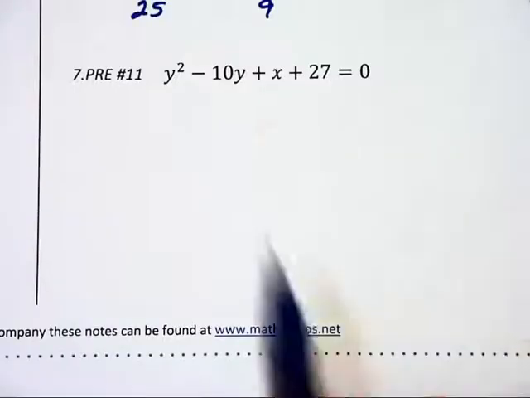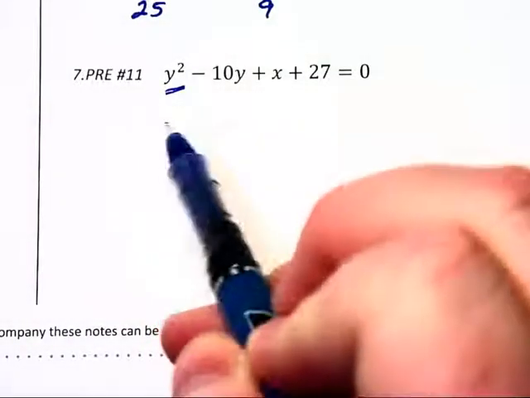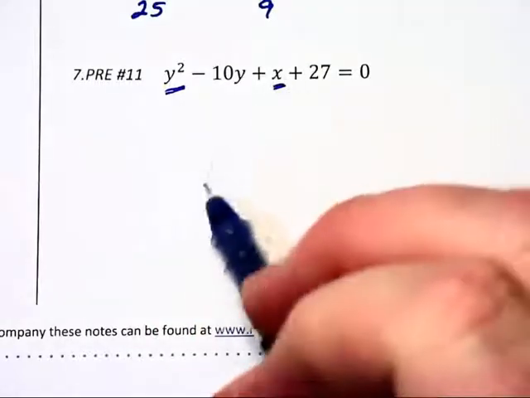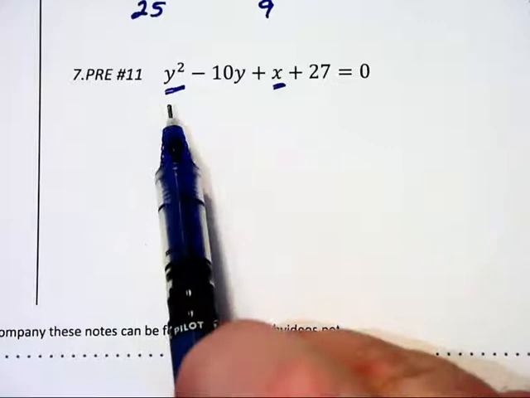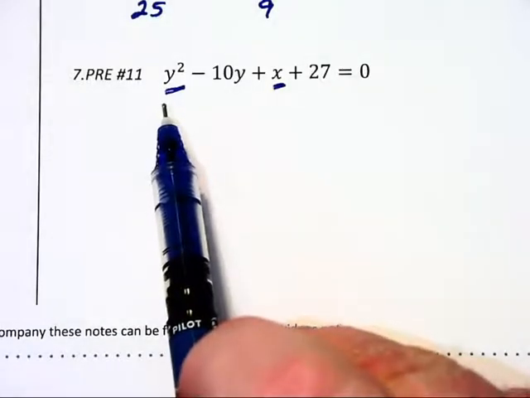Looking at this next equation, I see that y is squared, but there's no square on the x, and that tells me we're dealing with a parabola. Since y is squared, this is not a function. It's going to be a parabola that opens either left or right.